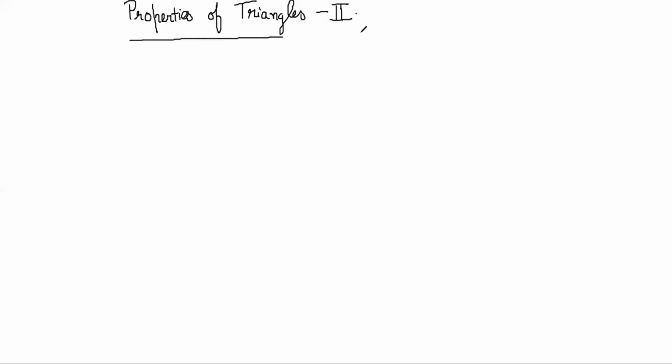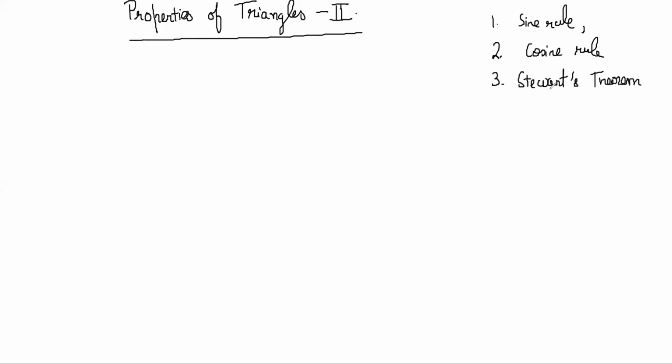So, properties of triangles. So far what we have seen is the sine rule, cosine rule, Stewart's theorem. We have seen what is the meaning of the incircle, formulas for inradius, correct? We have seen 4 different versions of this formula and how to derive each of them.